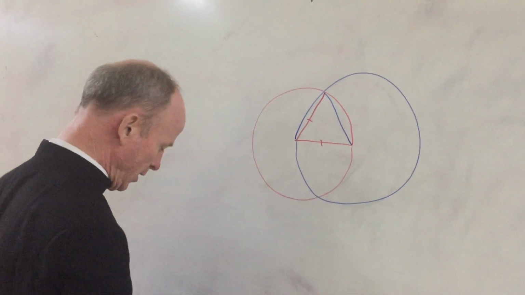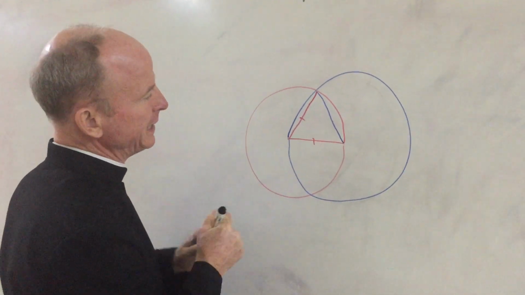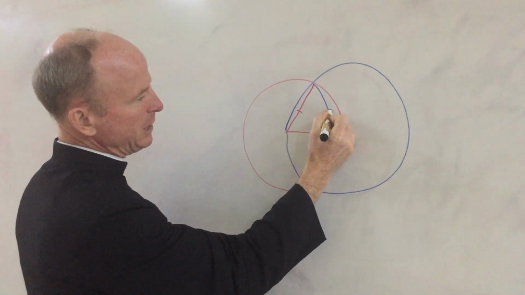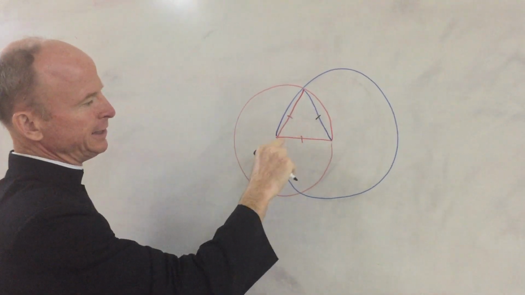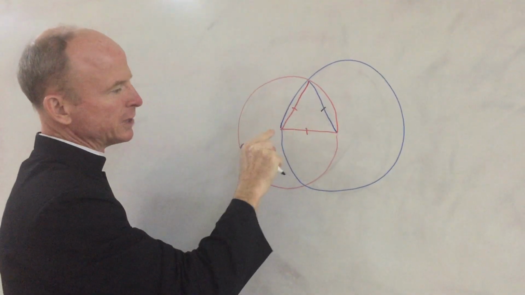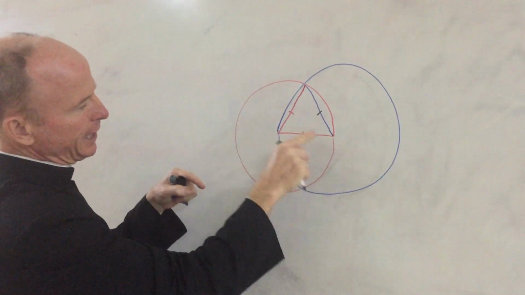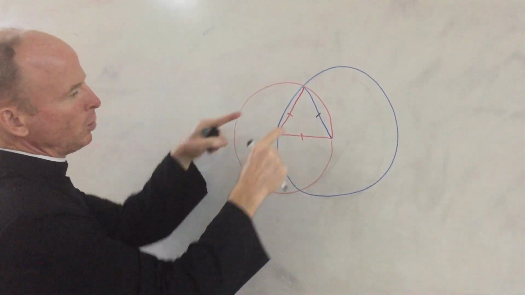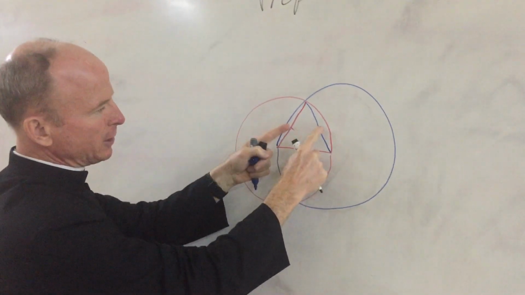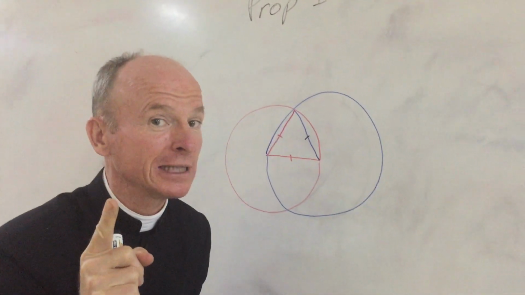So now we see, look, because they're radii of the same circle, they must be equal to each other as well. This is equal to this. But this was also equal to this because it's a radius of this circle. Well, two things equal to the same thing are equal to each other. That's the whole trick in Euclid.